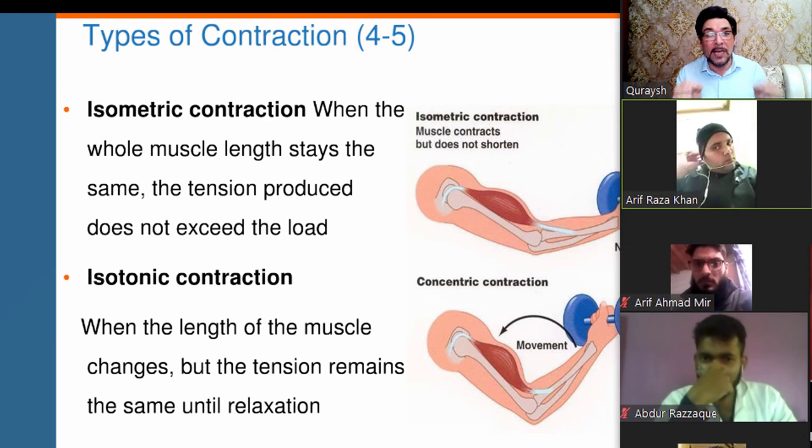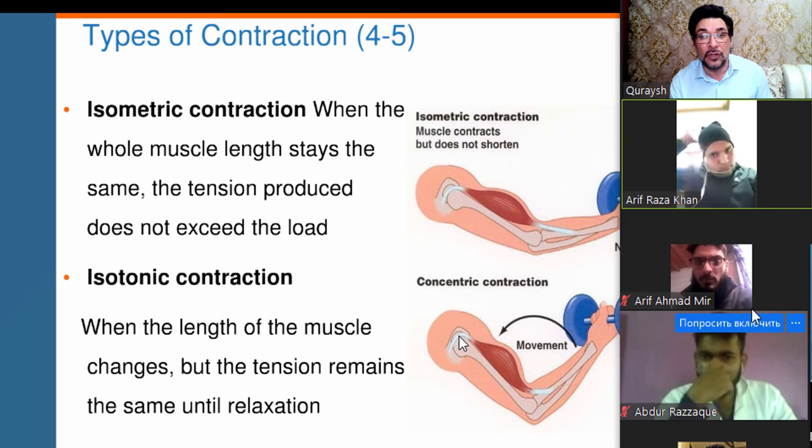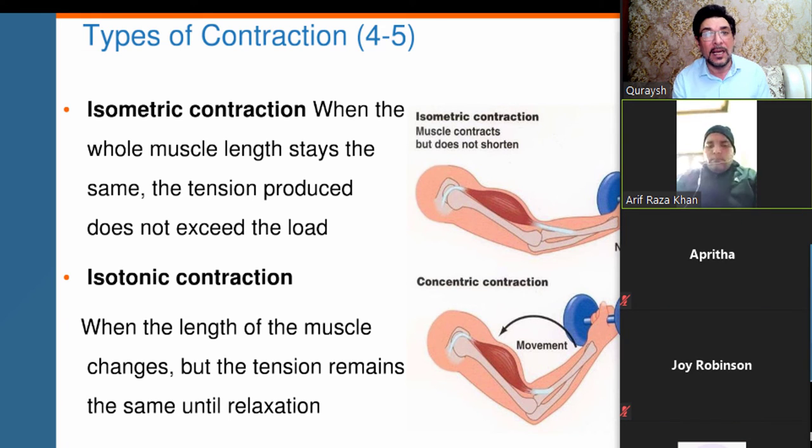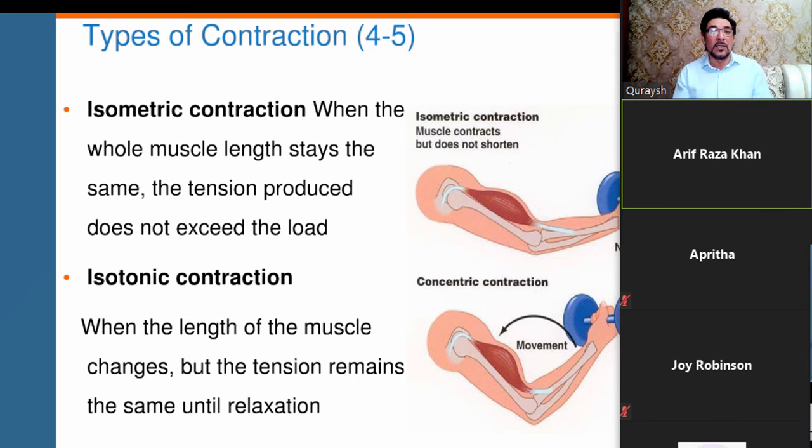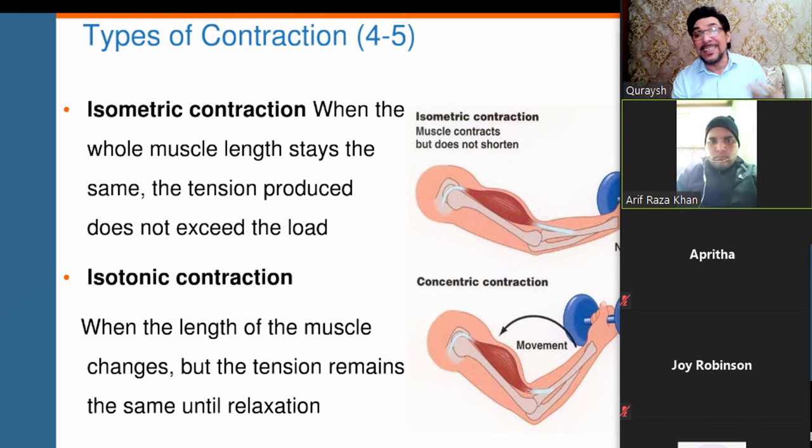There are two types of isotonic contractions, concentric and eccentric. A concentric contraction involves the muscle shortening to move a load. An eccentric contraction occurs as the muscle tension diminishes and the muscle lengthens.